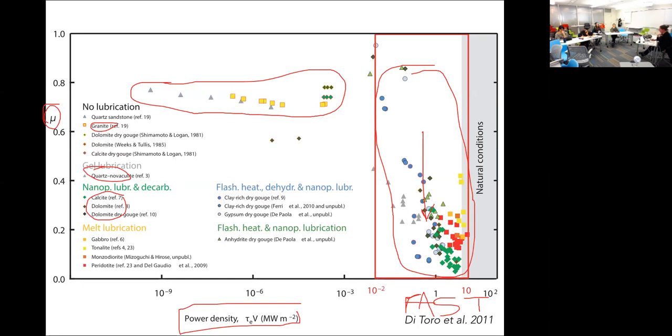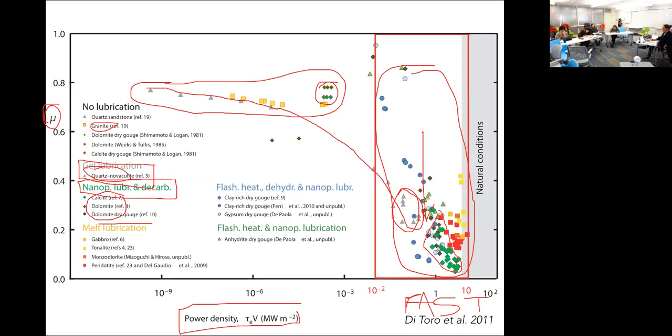So for these quartz experiments, you can see they start out at relatively high friction values, and then they come down and end up at very low friction values. That is interpreted as gel lubrication in quartz. If we look at the carbonates, the green diamonds, they also start out at low velocity, high friction, and they come all the way down here, very low. The mechanism for explaining that in carbonates is nanoparticle lubrication and decarbonation.